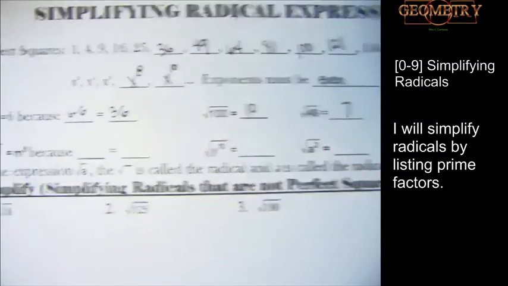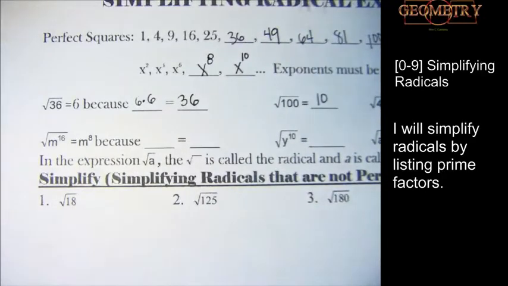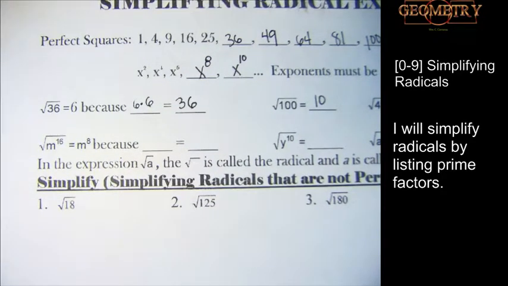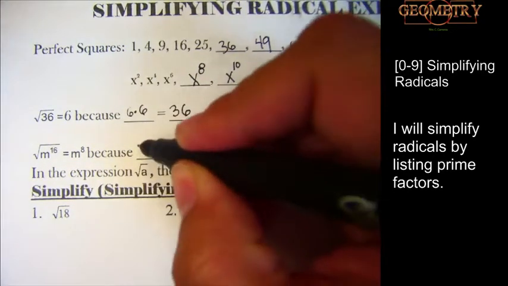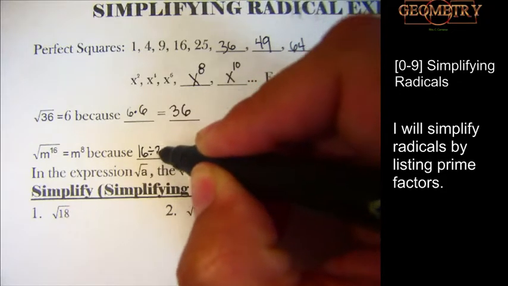All right? Okay. We can do this with exponents. The square root of m to the 16 is m to the 8 because 16 divided by 2 is 8.